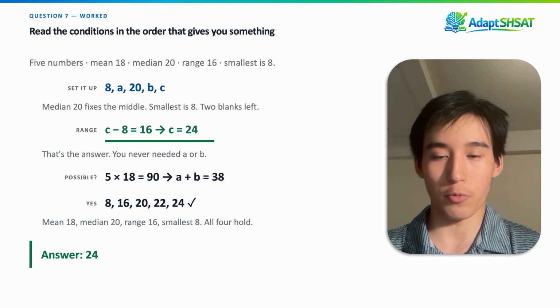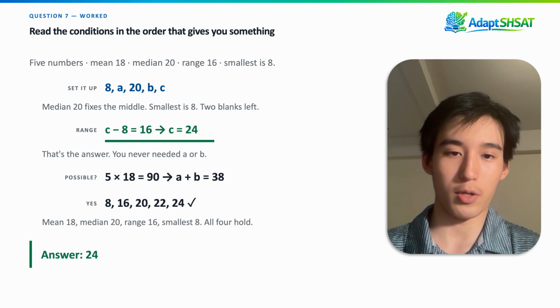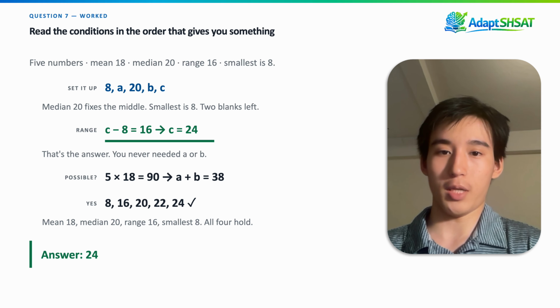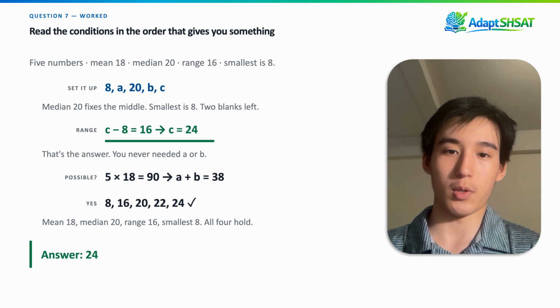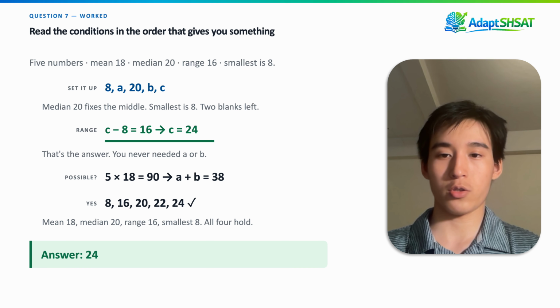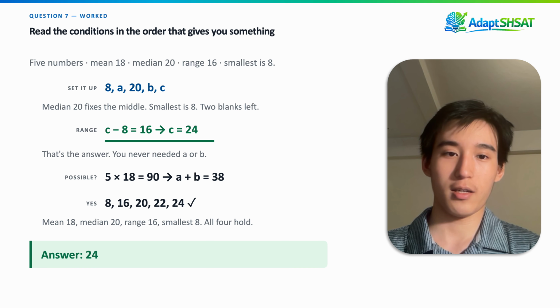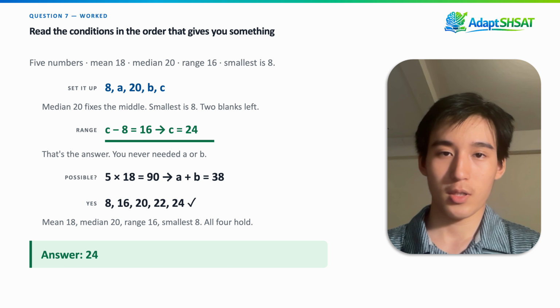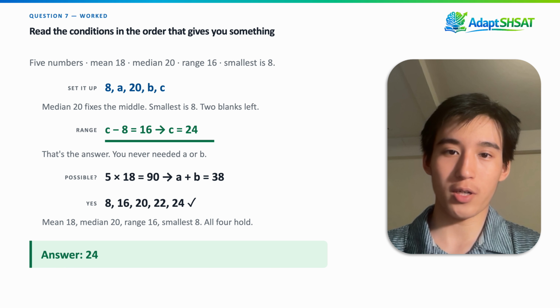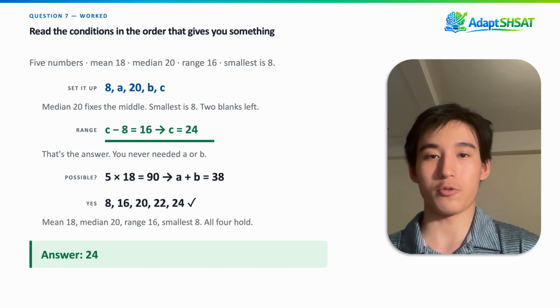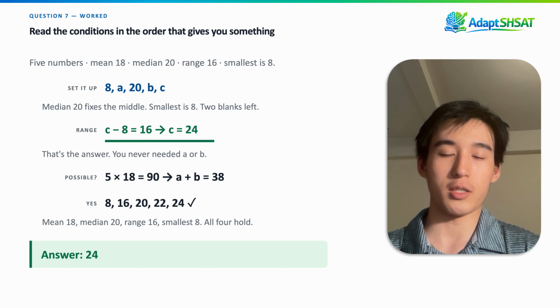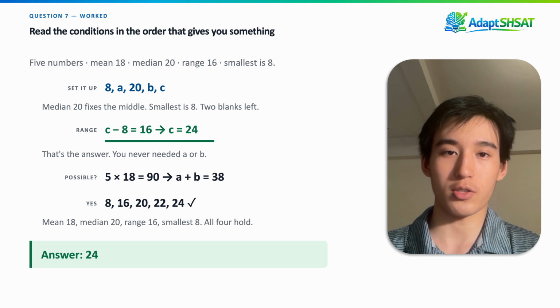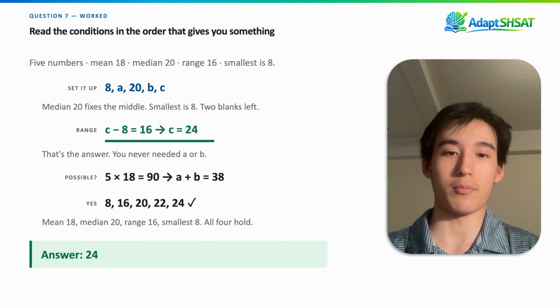So 16 and 22 works because 8, 16, 20, 22, and 24: their mean is 18, their median is 20, their range is 16, and the smallest one is 8. So all four conditions are met, and it's actually real. So on the test, you wouldn't actually write that check out, but you should build that math intuition and feel whether it's possible, because sometimes these questions are actually impossible on purpose.